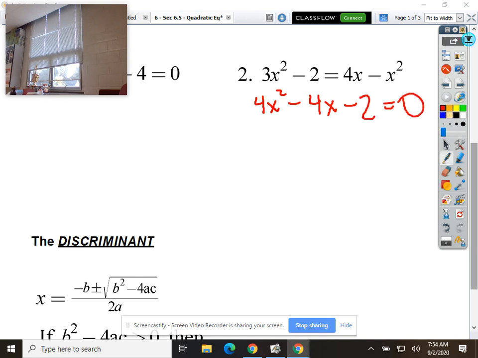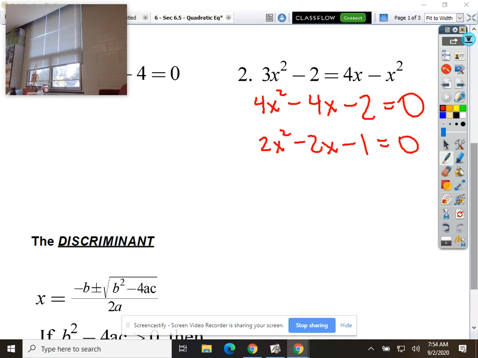Now take a look at that. I went kind of fast, but I made sure to put it in standard form in the right order. You got to make sure you put the x squared first, the x second, and the constant third. Little tip, everything's divisible by 2. If you wanted to, you could divide by 2. Certainly don't have to, and you can reduce at the end. But I like to make things as easy as possible, so I think I'm going to divide everything by 2.